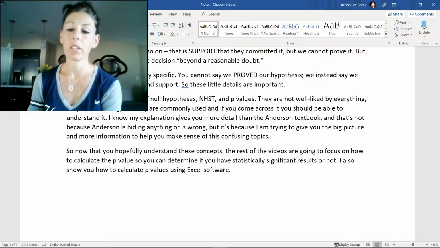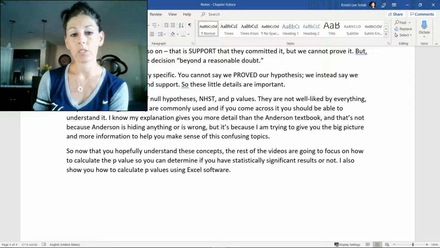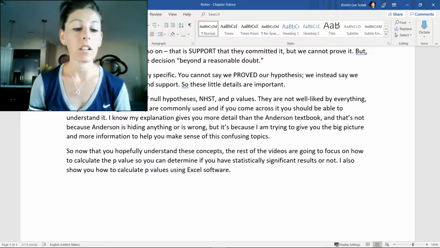From now on, the videos going forward will actually show you how to calculate these p-values and how to do them in Excel as well.